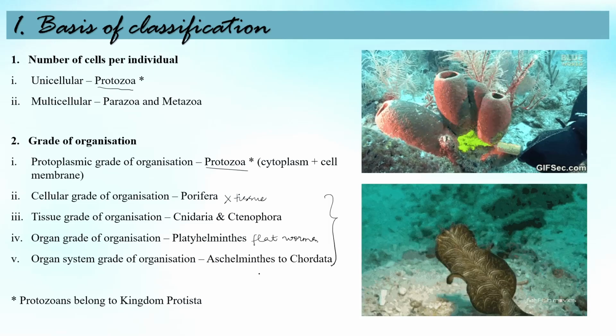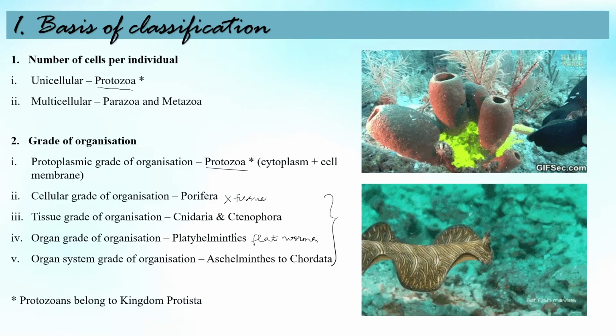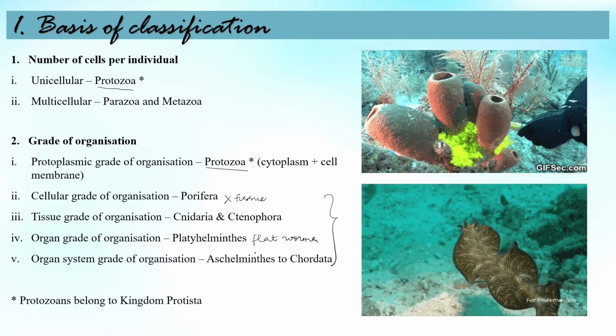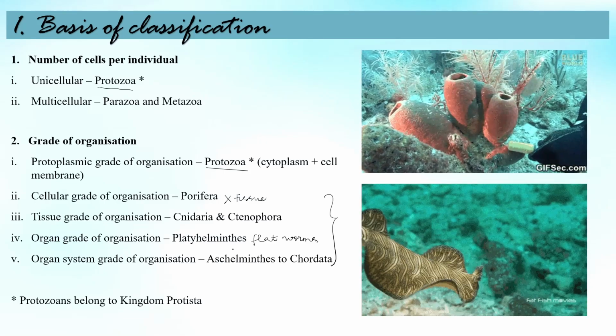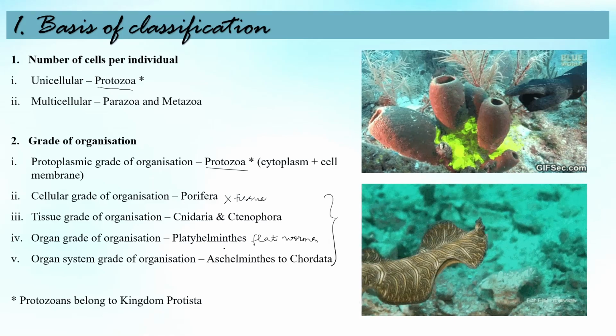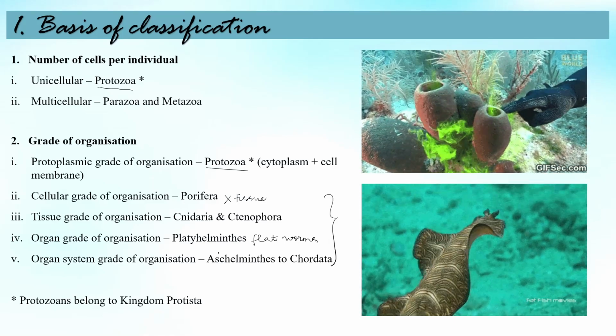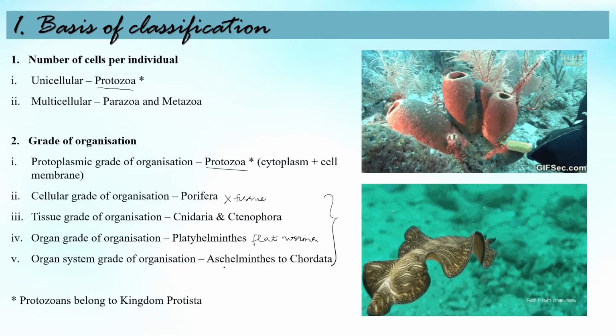So that is what we mean when we say organ grade of organization. Next, the last grade is going to be organ system grade of organization. So all organs have come together and they're forming an organ system. So this we see from Aschelminthes to Chordata. So after Platyhelminthes, whatever phyla we see, all those phyla are going to be organ system grade of organization, no doubt. Okay, next we will look at body plan.